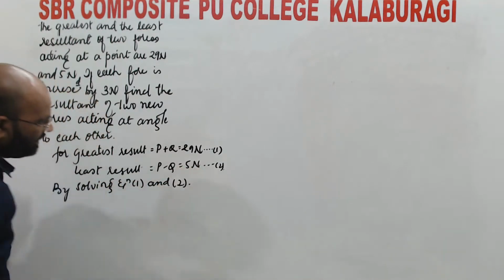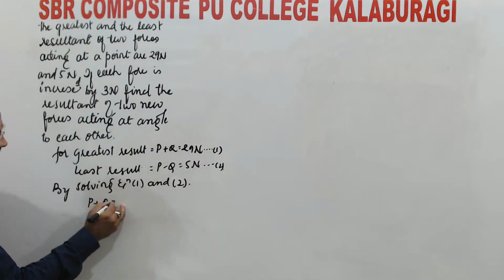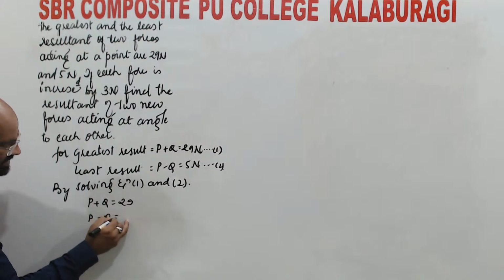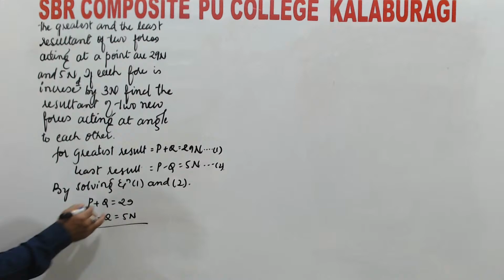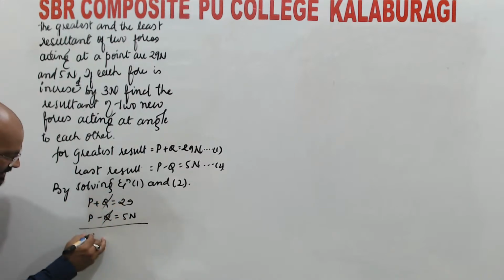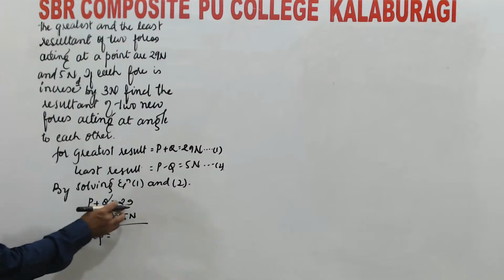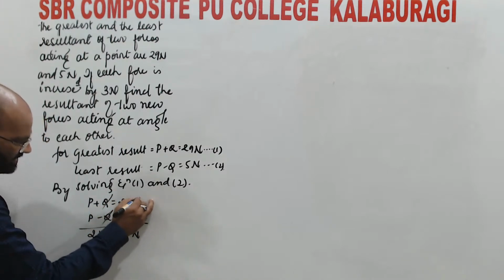By solving equations 1 and 2, how can we solve this condition? Now look at this. P plus Q is equal to 29. Then P minus Q is equal to 5 Newton. Then what do you get now? So plus Q and minus Q will be cancelled. This is 2P is equal to 29 plus 5. This is 34. 34 Newton we get.